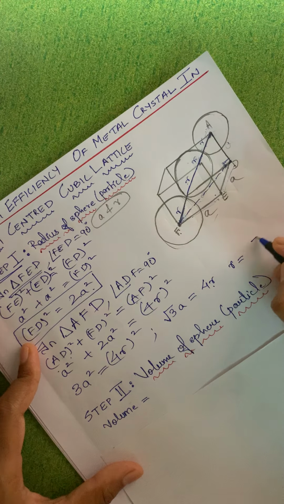So 4 into pi into root 3 into root 3 into root 3 upon 3 into 4 into 4 into 4 into a cube. This and this will get cancelled. And root 3 into root 3 is nothing but 3. Therefore, this 3 will get cancelled. So I'll get the value as root 3 pi a cube upon 16 for the volume of the sphere. Hopefully, this is done.